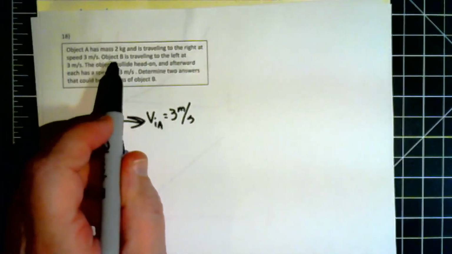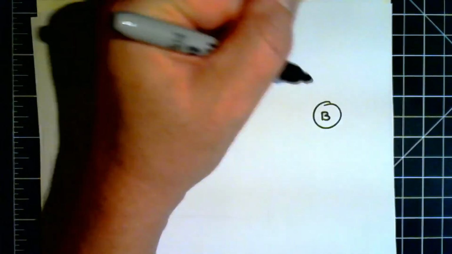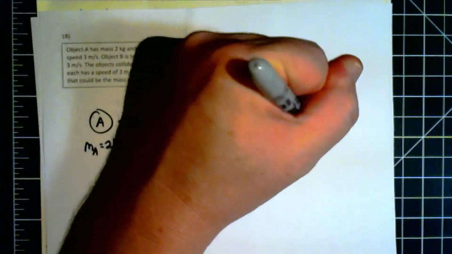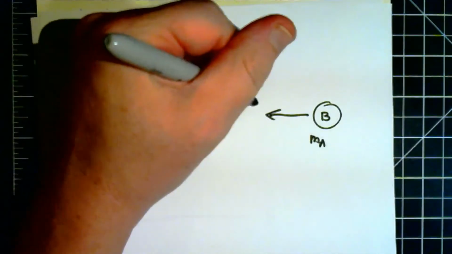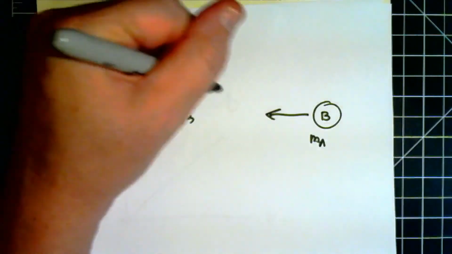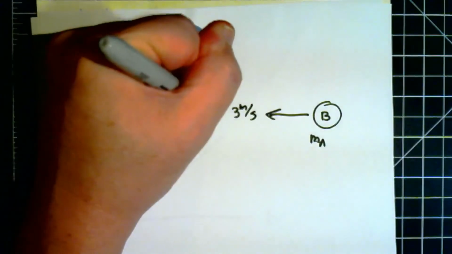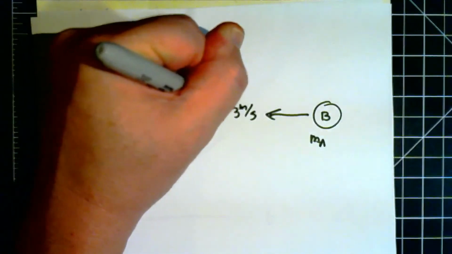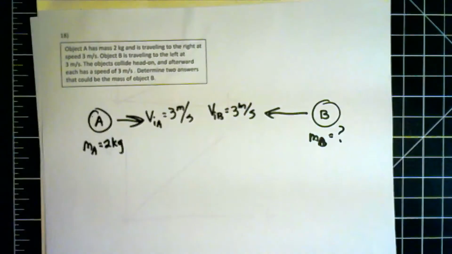And it collides with object B traveling to the left. So here's object B traveling to the left. Its initial velocity is also 3, traveling to the left at 3 meters per second. So I'll call it V initial of B. And the mass of B is not known. It actually asks you to determine 2 answers that could be the mass of object B.